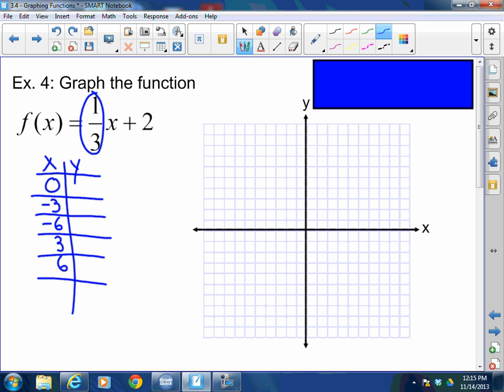Let's see how this works. What's 1/3 times 0? Let me do it the right way. F of 0. When x is 0, what's 1/3 times 0 plus 2? Great, 2. When x is negative 3, what's 1/3 times negative 3 plus 2? Well, 1/3 times negative 3 is negative 1. What's negative 1 plus 2?